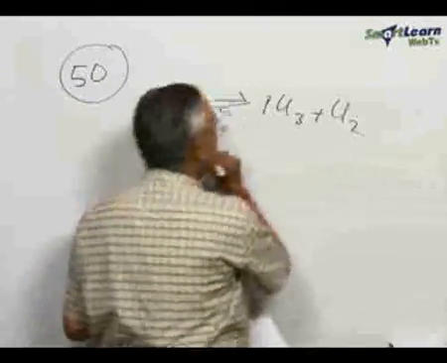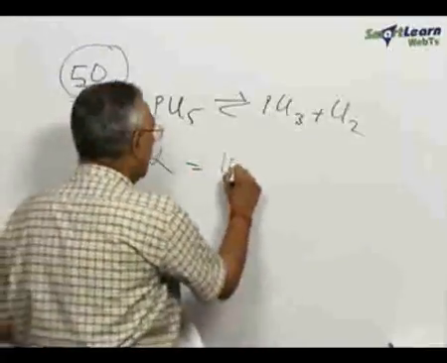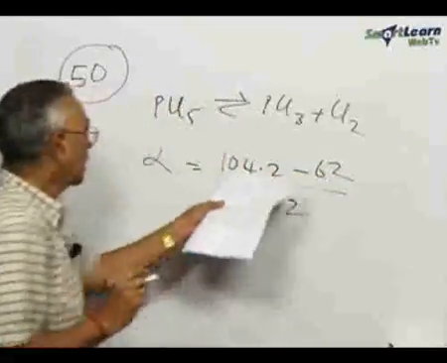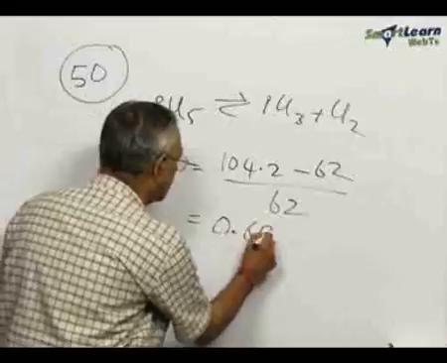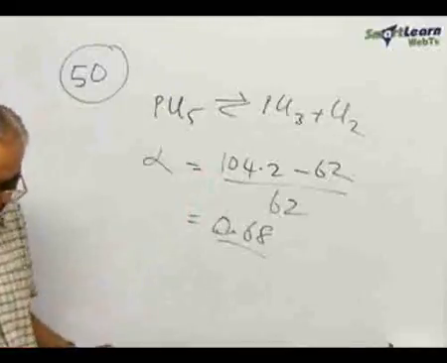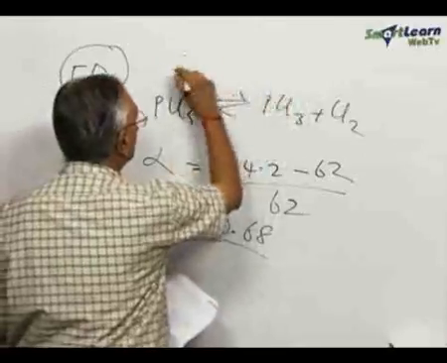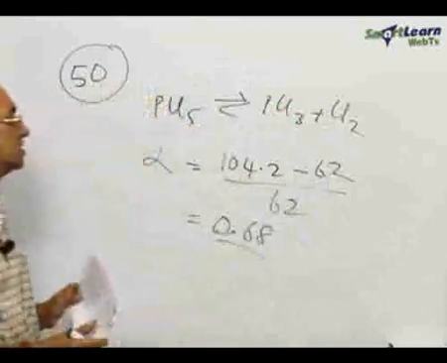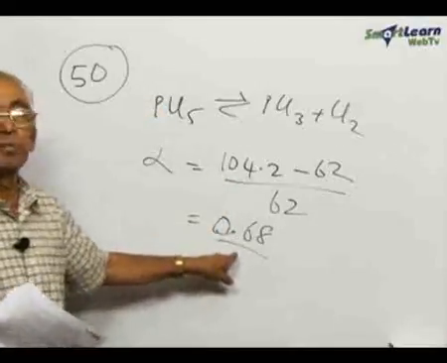This is actually alpha, the degree of dissociation. You can calculate the degree of dissociation: alpha is equal to 104.2 divided by 62, minus 1, which is the amount of the substance that is undergoing the decomposition. The original equation: one mole will give, alpha will decompose, so 1 minus alpha will be remaining, and alpha of each product. Making use of the usual formula, we can calculate the degree of dissociation, which is equal to 0.68.